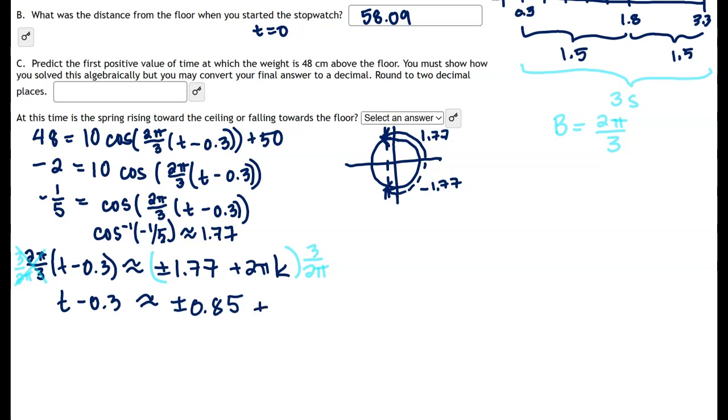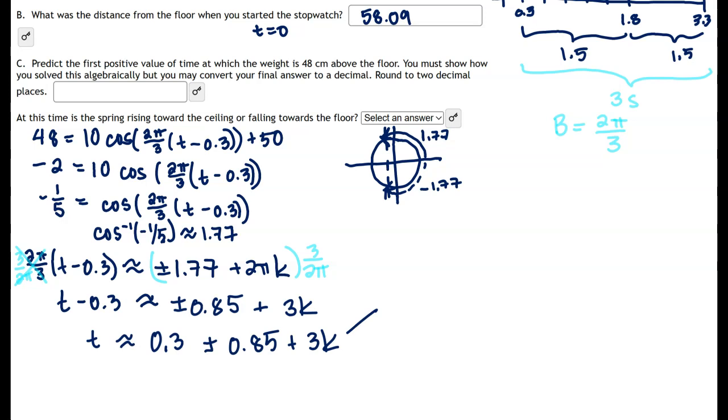And then when I do the 2 pi k times 3 over 2 pi, I just get 3k, which should be what we're expecting. We said our period should be 3, but I find that if I don't let the algebra do the work for me to get back to that period of 3, I will forget and I'll just tack a 2 pi k on at the end quite frequently. So my advice, if you're at all like me, is to just let the algebra fix that for you so you don't forget. The last step here is going to be adding the 0.3 to both sides, and then I'll have to work those two, the plus and minus, separately.